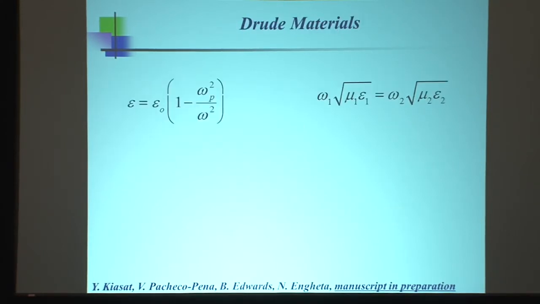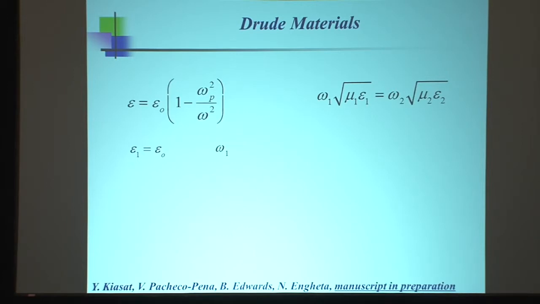So first we started questioning what would happen if I want to do it with the Drude model. So imagine, of course, in the Drude material that we are all familiar with, imagine I start with a material that has no electron density, so like free space. Epsilon 1 is this, and I have a frequency omega 1 propagating through here.